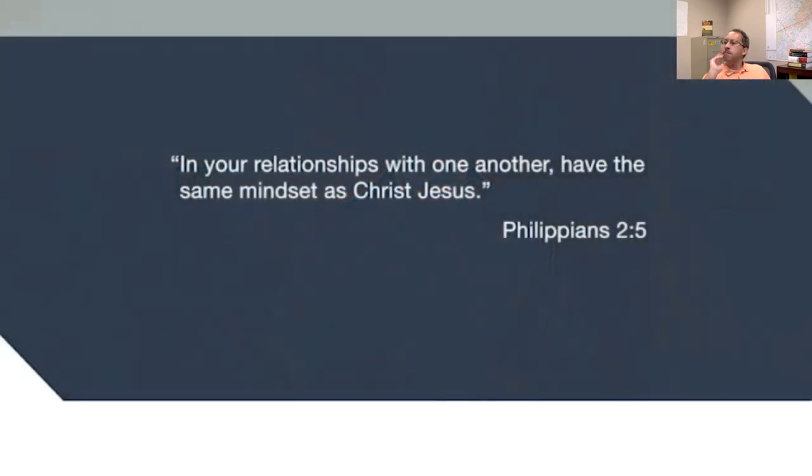Philippians 2, 5 through 11 is that great passage on the incarnation, when the Son of God emptied himself to become a human being. Just before the statement about the incarnation, Paul has a paragraph stating the need to practice humility in order to maintain unity in the church. Chapter 2, verses 1 through 4 of Philippians. What follows in verse 5 is the statement, in your relationship with one another, have the same mindset as Christ Jesus. This then introduces the statement about the incarnation as a model of humility to be followed.